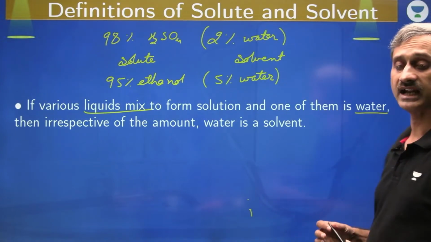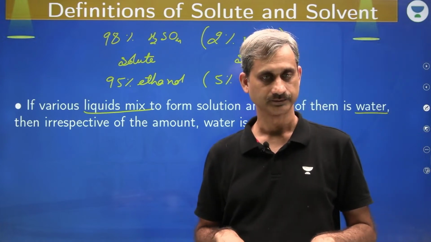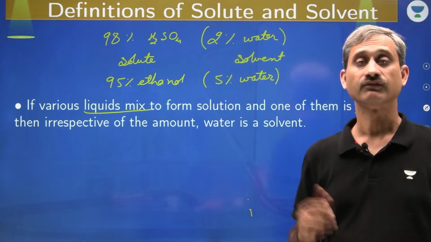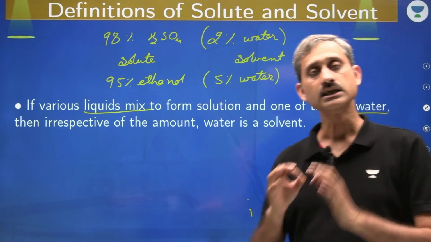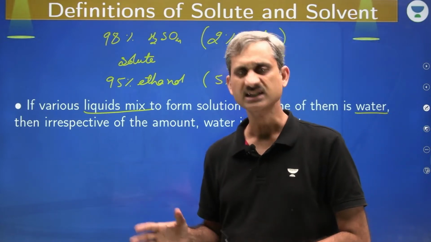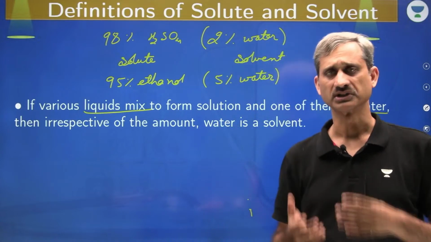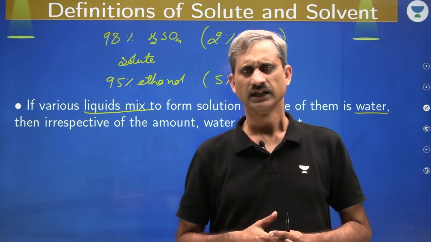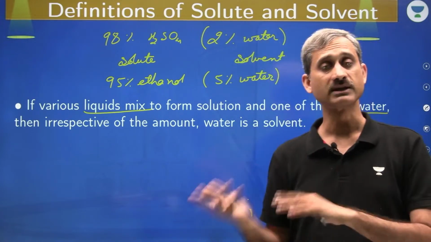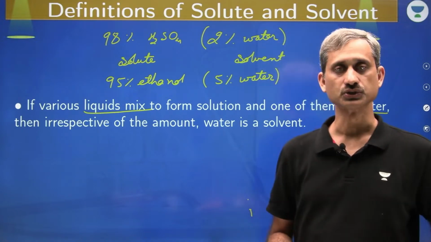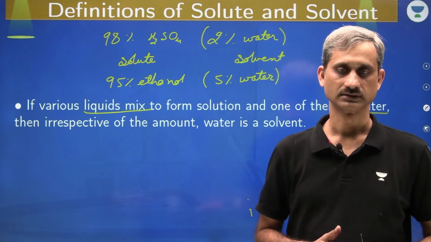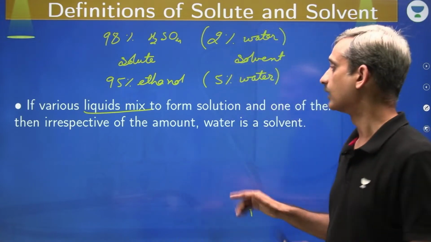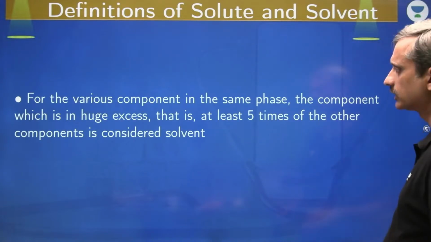Next, we found that if we are having liquids which are mixing with each other, then if one of them is water, irrespective of the amount, whether water is less or more than the other component, water is the solvent. If I mention something like 95% ethanol and don't mention anything else, it is understood that the remaining part is water. So water is considered to be the solvent.